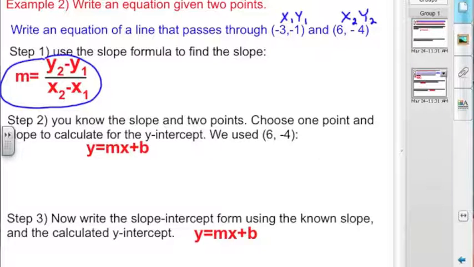Now we're just going to substitute them in. Our y sub 2 value was negative 4. We subtract our first y coordinate, which was negative 1. Really important pre-algebra skill here. Substitute in. Watch out for those double negatives. On the bottom, our second x value is 6. We subtract our first x value, which is negative 3. Again, watch out when you substitute in those pieces. We are subtracting a negative.